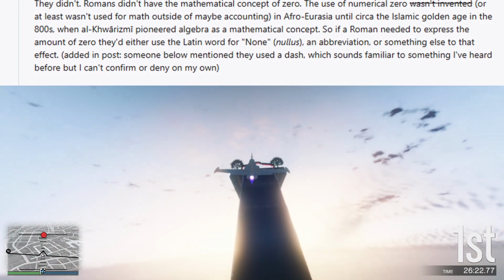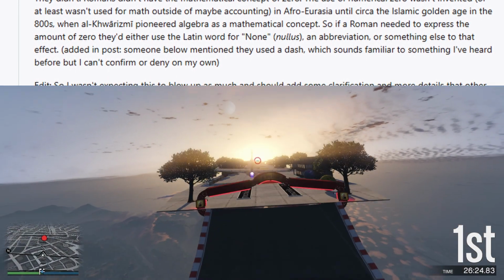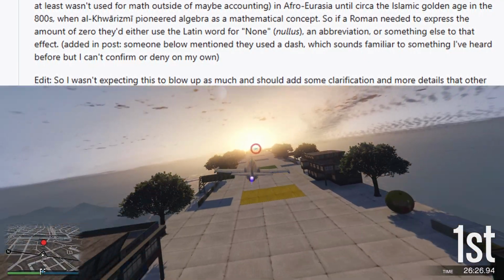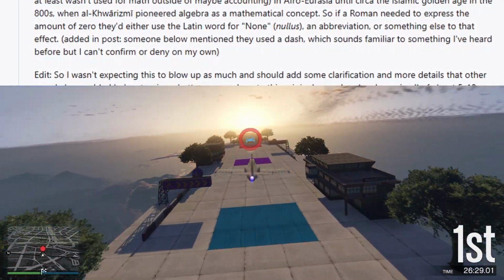Added in post, someone below mentioned they used a dash, which sounds familiar to something I've heard before, but I can't confirm or deny on my own.